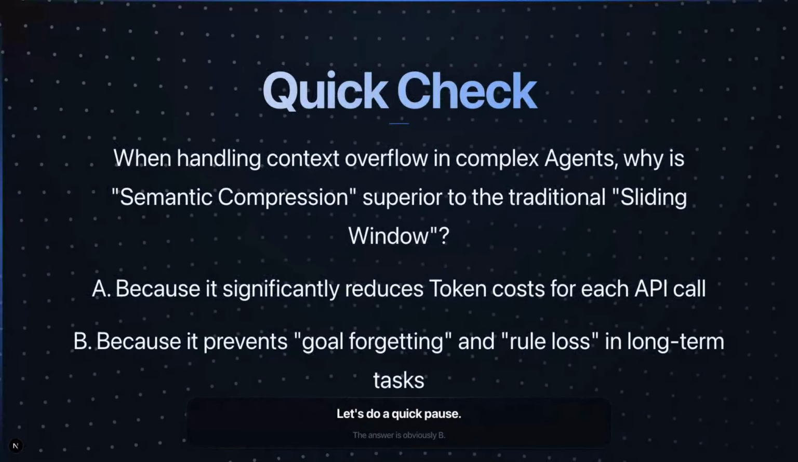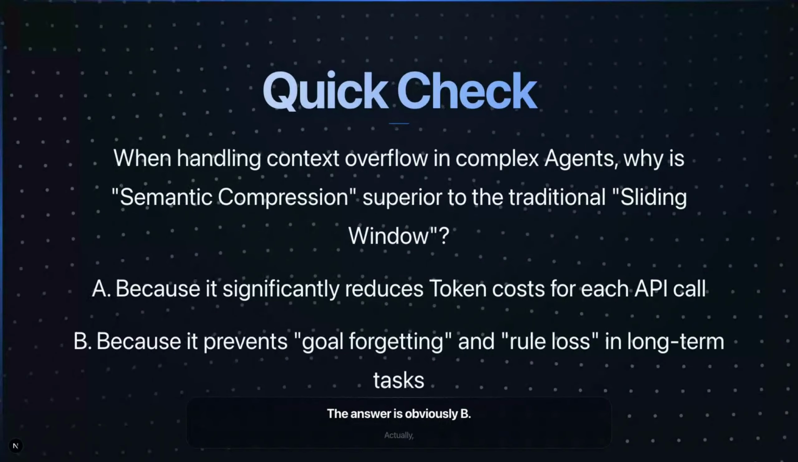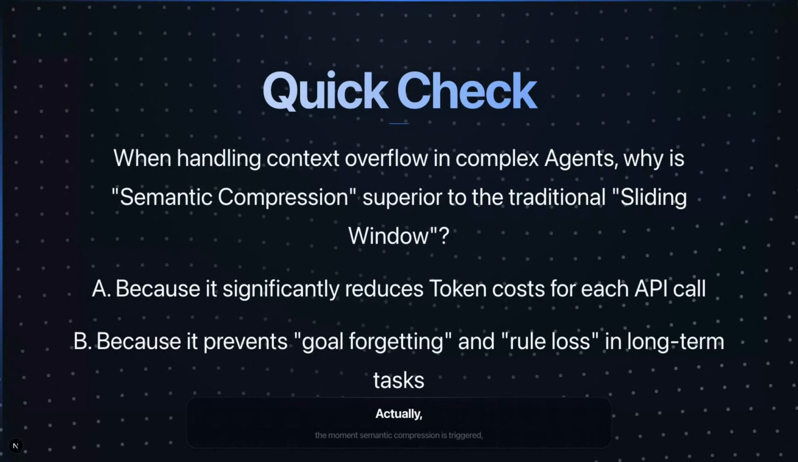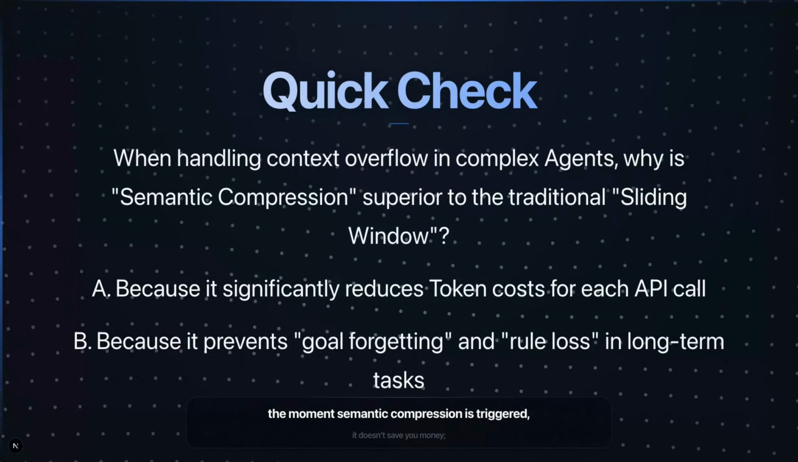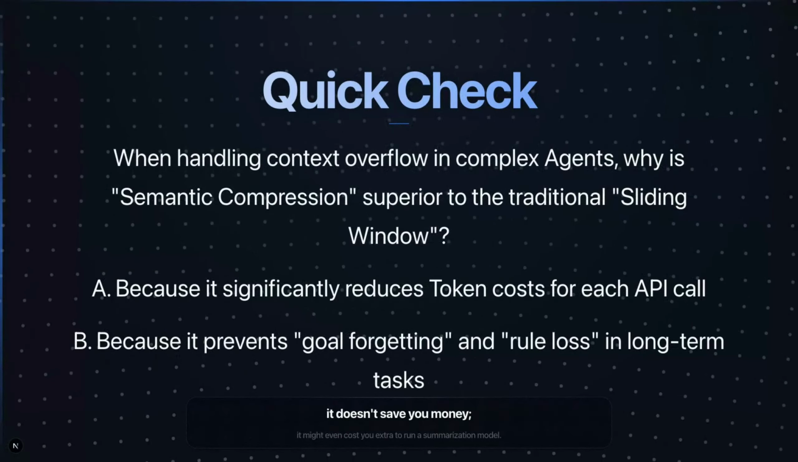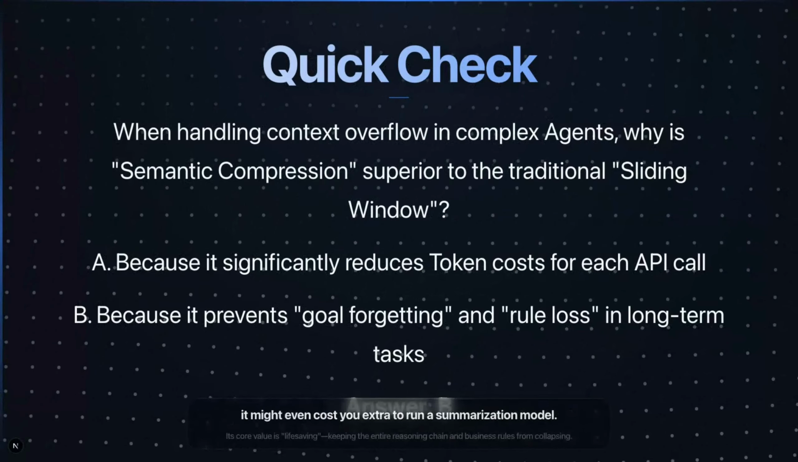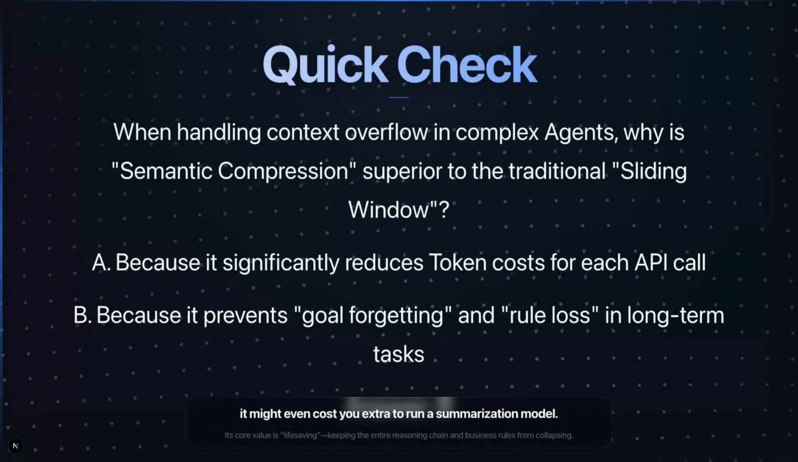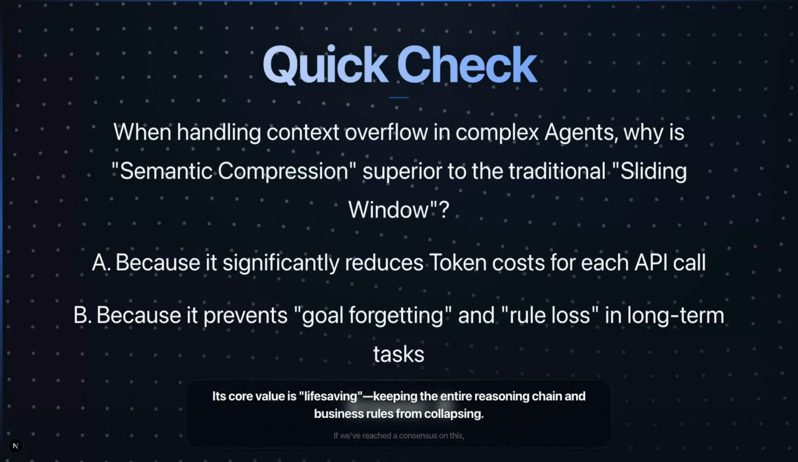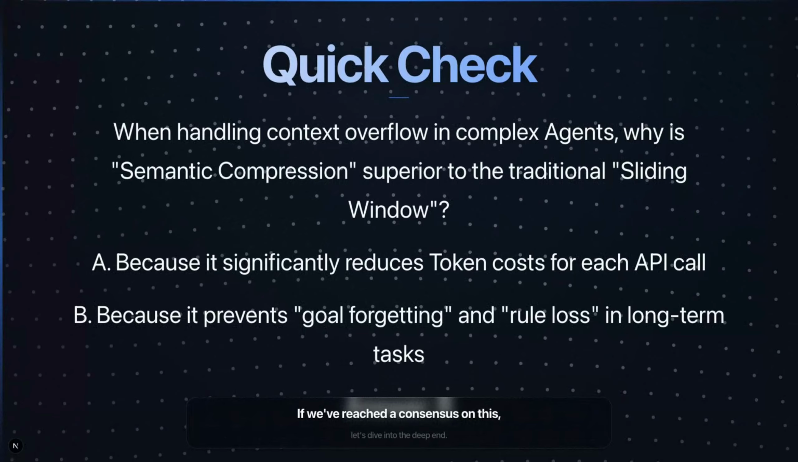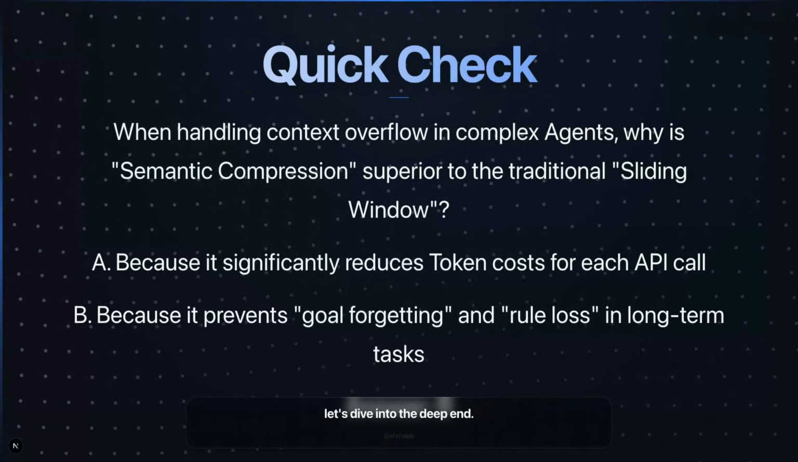Let's do a quick pause. The answer is obviously B. Actually, the moment semantic compression is triggered, it doesn't save you money. It might even cost you extra to run a summarization model. Its core value is life-saving, keeping the entire reasoning chain and business rules from collapsing. If we've reached a consensus on this, let's dive into the deep end.